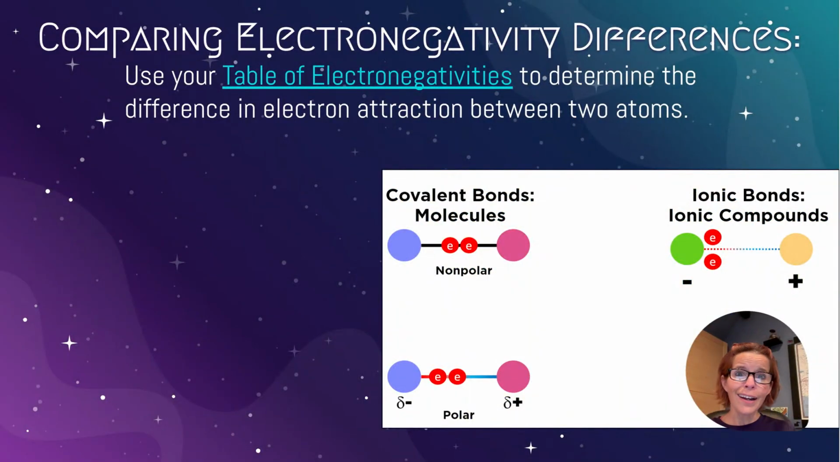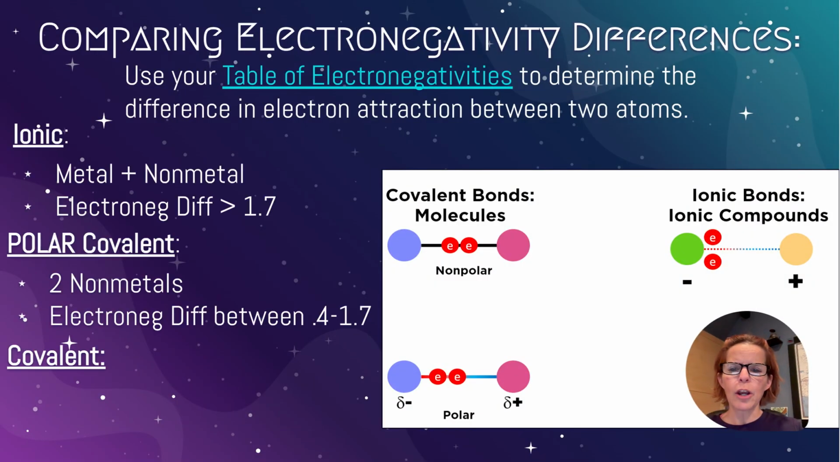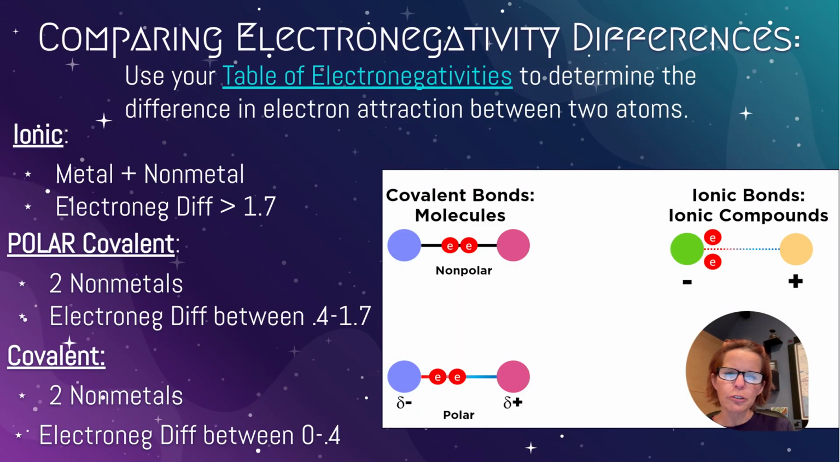Okay, moving on. So comparing electronegativity differences, you use your table to determine the difference by subtracting them. And then we already wrote these things down. If the electronegativity difference is greater than 1.7, we're going to say it's ionic, or it can transfer a charge. If the difference is between 0.4 and 1.7, we'll say that's polar covalent. And if it's between 0 and 0.4, we'll say that's straight up sharing, a covalent bond. And then this image is kind of useful for looking at the difference between sharing unequally and actually taking of the electrons.